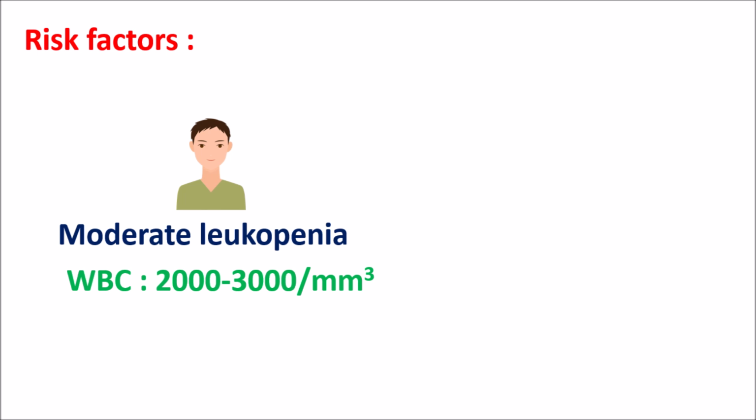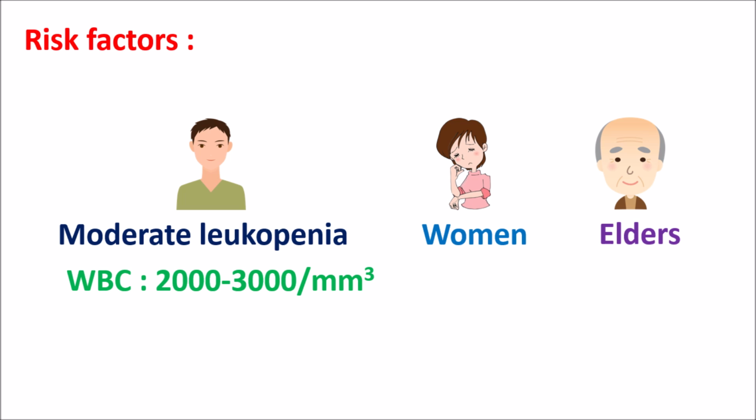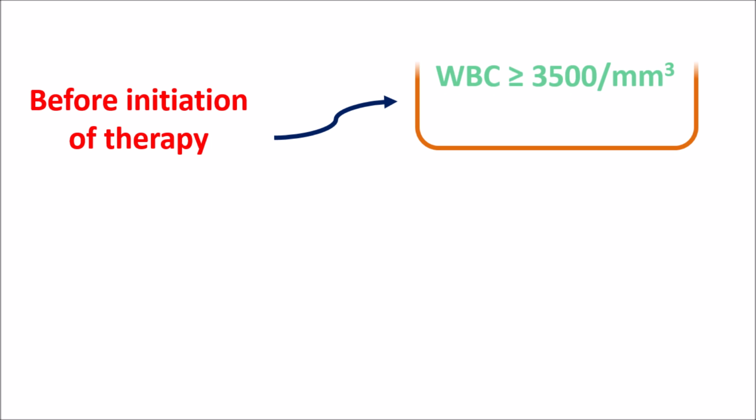Even though it is not clearly established, the risk of agranulocytosis is more pronounced in women as well as in the elderly. So what may be the risk factors? Use of clozapine may lead to development of agranulocytosis. That's why before initiation of the therapy, blood count should be done to check the WBC count.